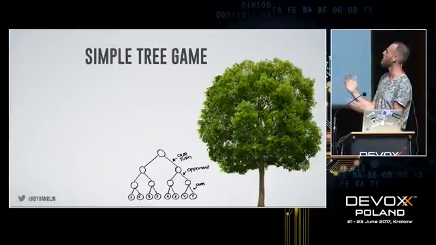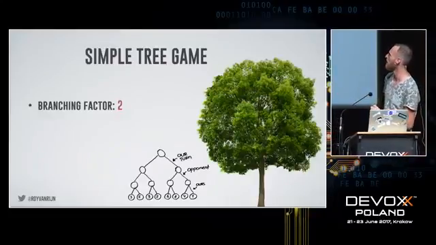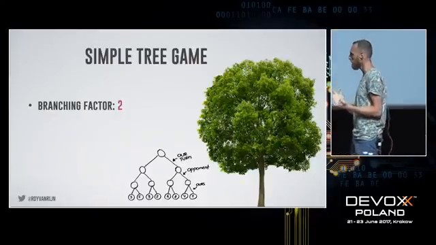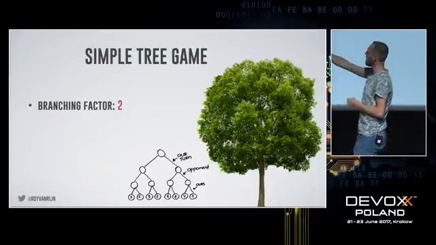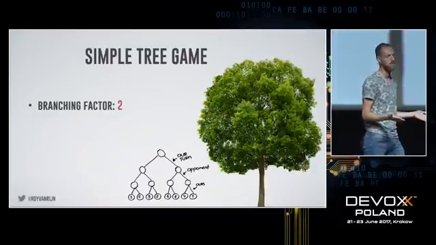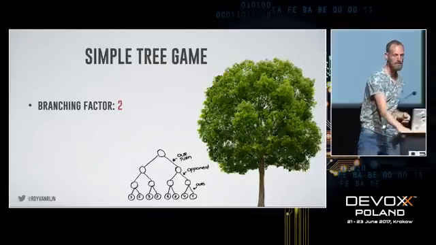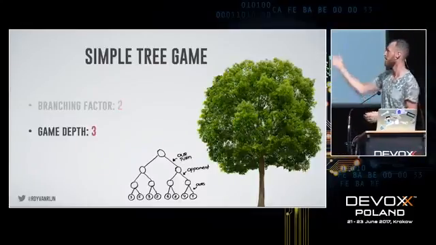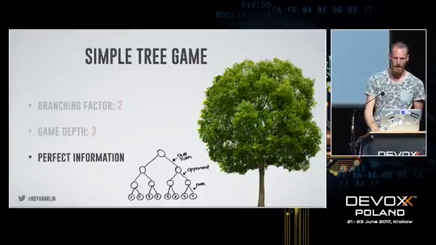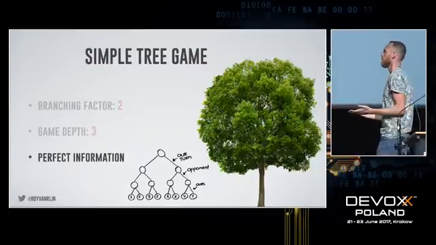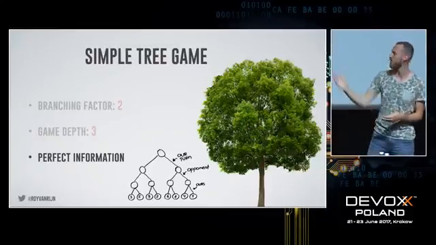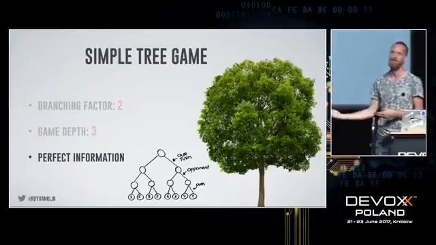Time for some statistics. This is our game. It has a branching factor of 2. What does this mean? Well, at every node, it splits in 2. You get 2 new options. Very simple. The game depth in this case is 3, because the tree has a depth of 3. And you have perfect information. What does this mean? Well, we know the end score. We know it's a 3, a 5, a 9, a 2, a 6, an 8, a 4, and 1.